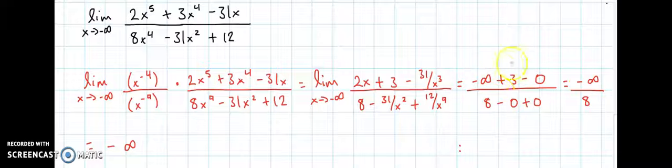The negative infinity plus 3 here does not make much of a difference because negative infinity is such a small number. We can also apply that same rule to the divided by 8. This just becomes negative infinity. Therefore, the limit of 2x to the power of 5 plus 3x to the power of 4 minus 31x over 8x to the power of 4 minus 31x squared plus 12 as x approaches negative infinity is negative infinity.